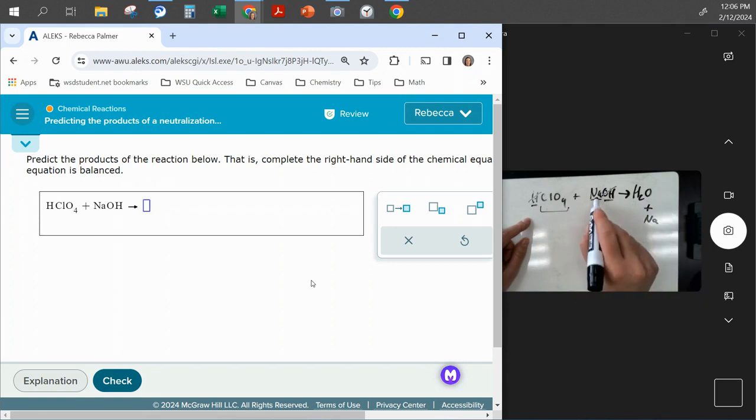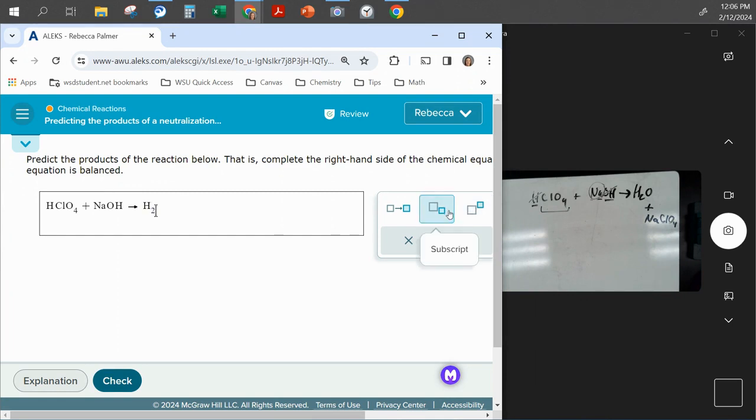I'm going to write the sodium first. It comes first in the formula. It's a metal. It has to go first. And then perchlorate is going to come second. So I will have water, H2O, and then sodium perchlorate. Let's find one that we have to balance.